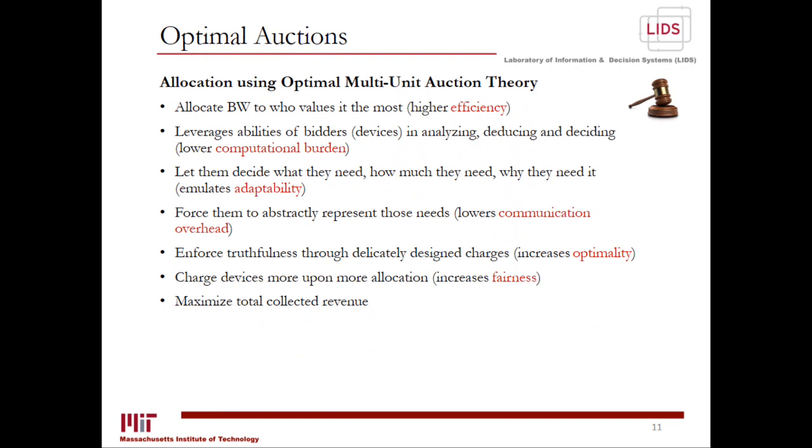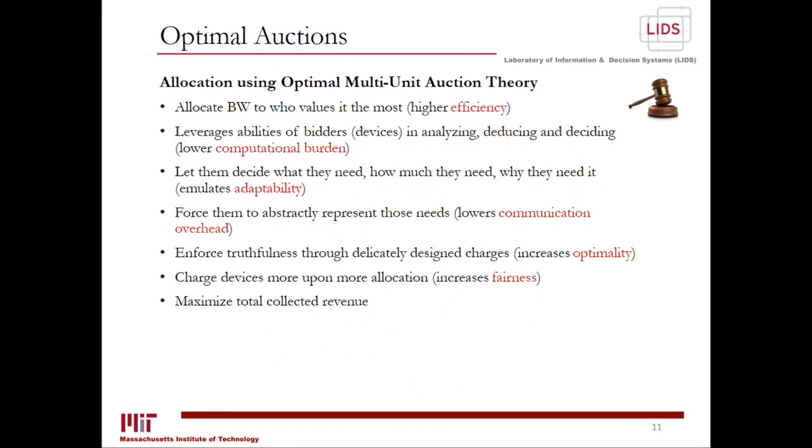We want to let devices decide what they need, how much they need, and why they need the bandwidth in order to emulate adaptability. We want to force them to abstractly represent their needs so that there is no communication overhead, like what we have at this moment, for example, with multiple handshakes going back and forth between the base station and devices just to let them know that this is the bandwidth they have to receive.